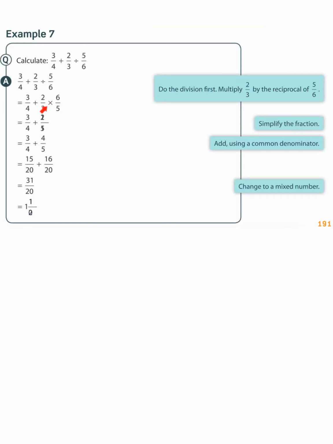Simplify the fraction. Okay, to do this, we could just do 2 times 6 is 12 and 3 times 5 is 15. But just as we saw in the previous example, simplify first and then we don't have to multiply big numbers, though these aren't that big. Now the problem is there's an error here. Okay, let's have a look at it.